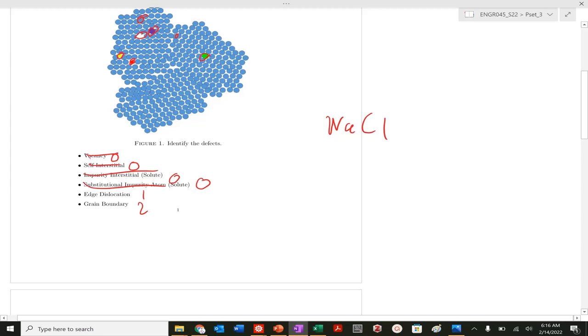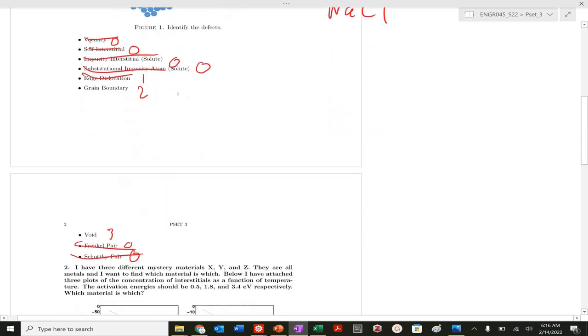Edge dislocation. You can see an edge dislocation right here. We can start to see one forming right here. Grain boundary. You see here we have a row of atoms like this, and then it shifts just slightly here. Or you can see it here. For example, I have a row of atoms like this, and then it shifts to something that goes like this. So you have that alignment angle change. Voids, I don't see any voids here.